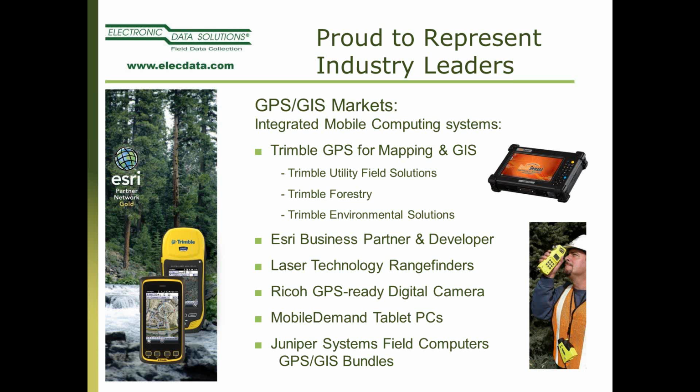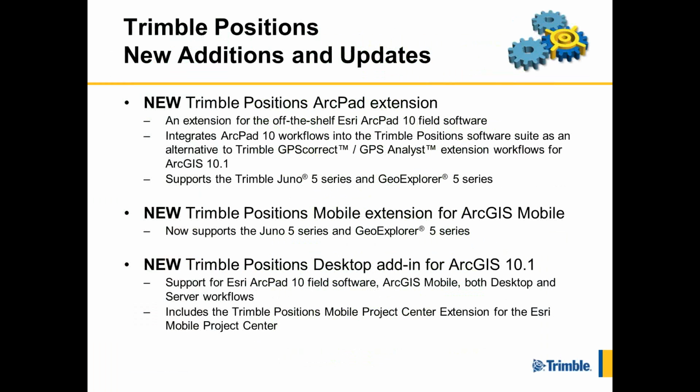We offer laser technology rangefinders, Ricoh digital cameras that have built-in GPS and digital compasses. We also now offer a new line of tablet PCs which compete directly with the Panasonic Toughbook called the Mobile Demand Tablet PC, and that product is available in about 15 different configurations depending on your needs. And then finally, we offer a wider range of other mobile computers and GPS systems called Juniper Systems, which are the most rugged field computers in the industry. So thank you for that indulgence here.